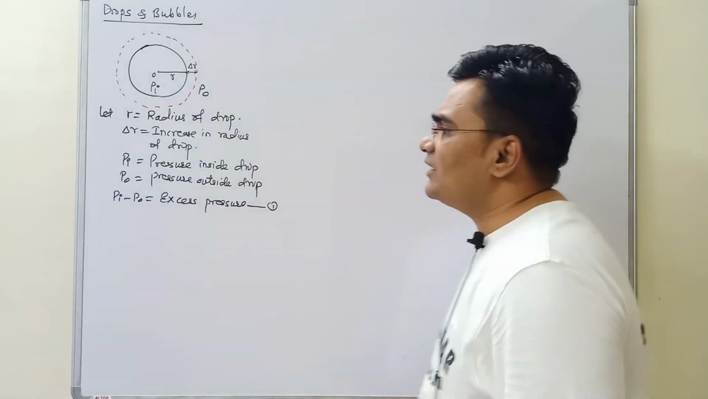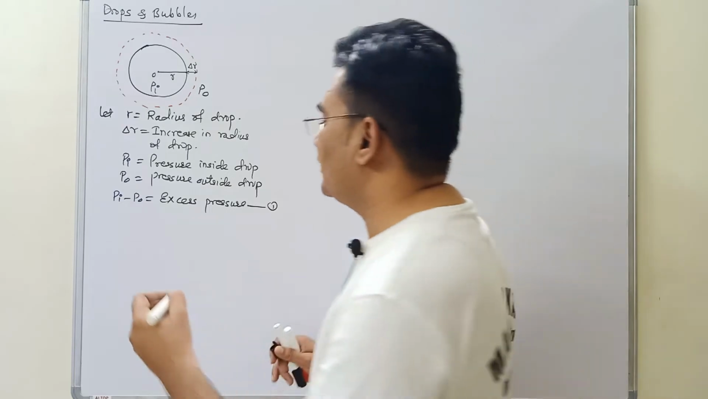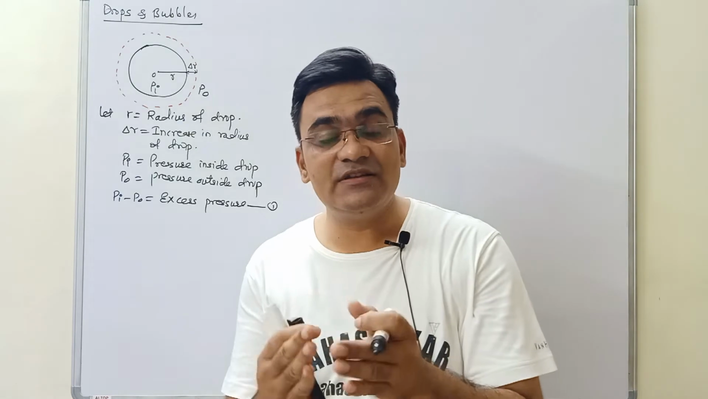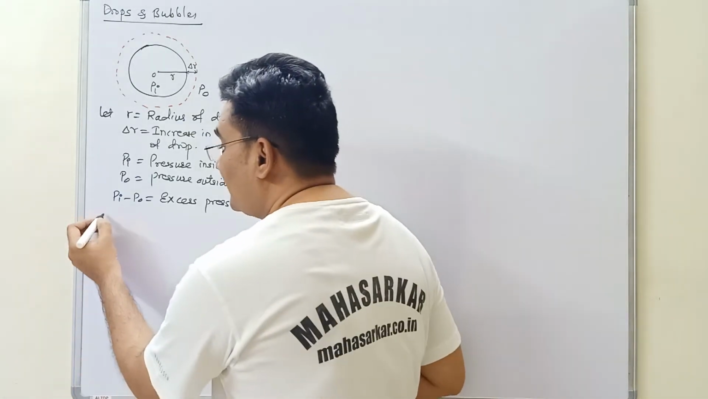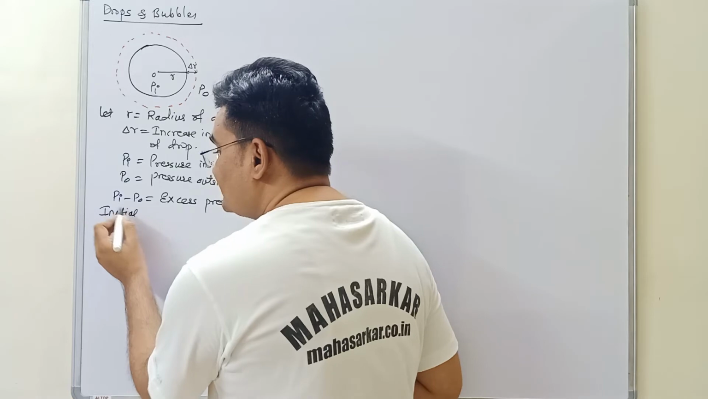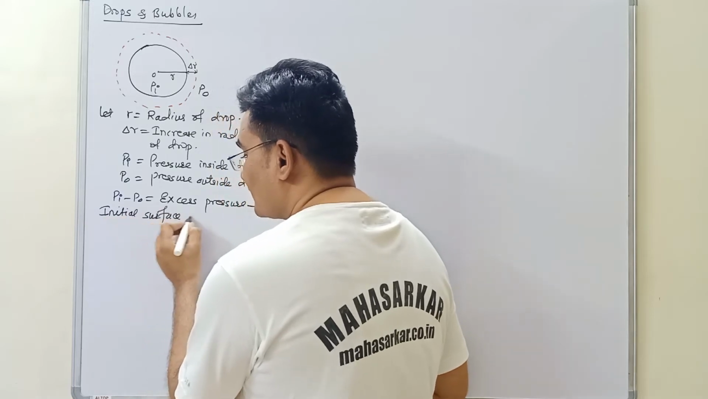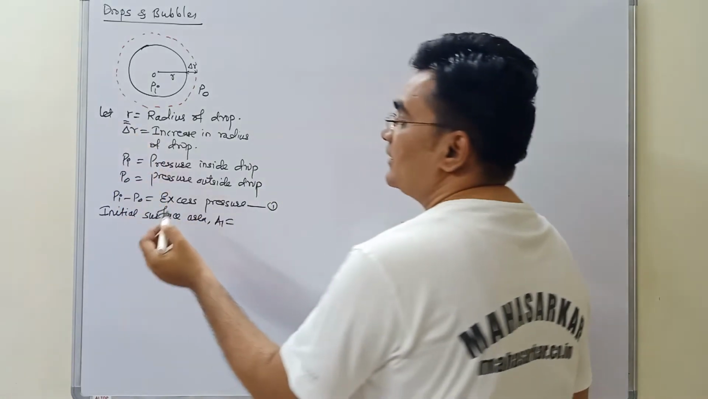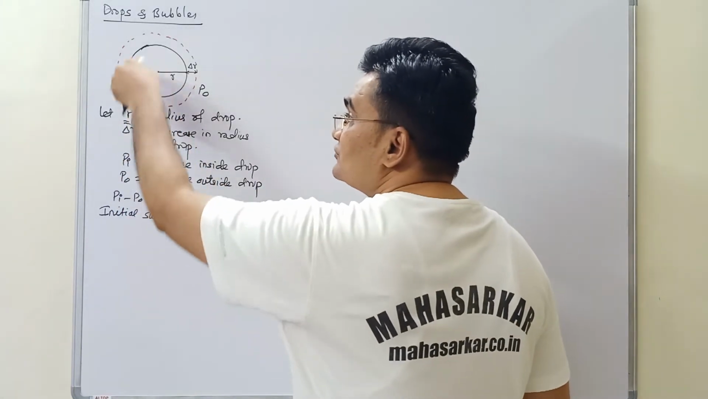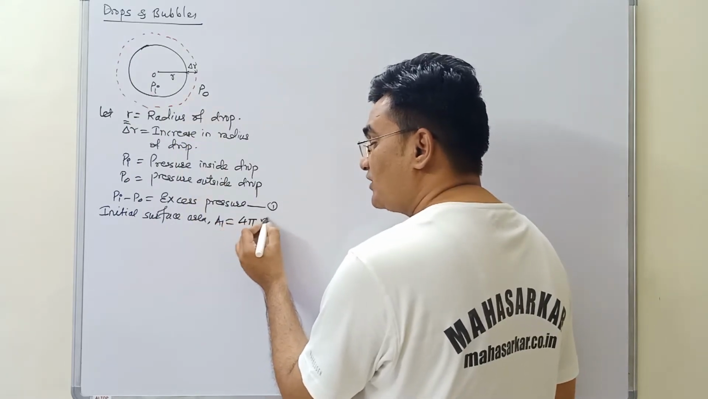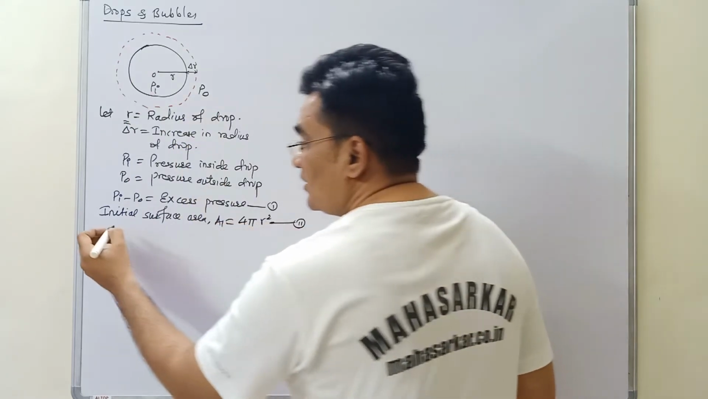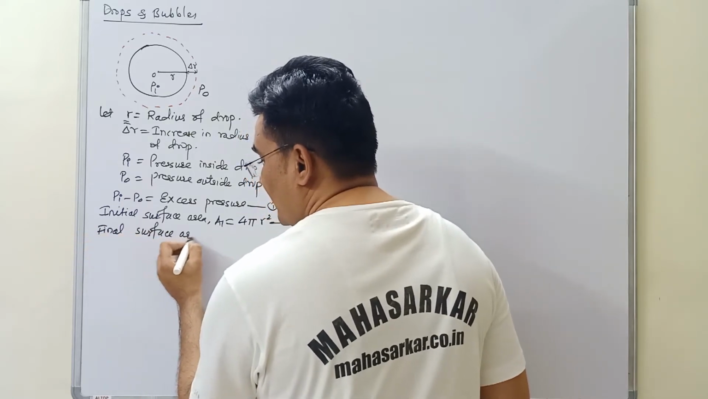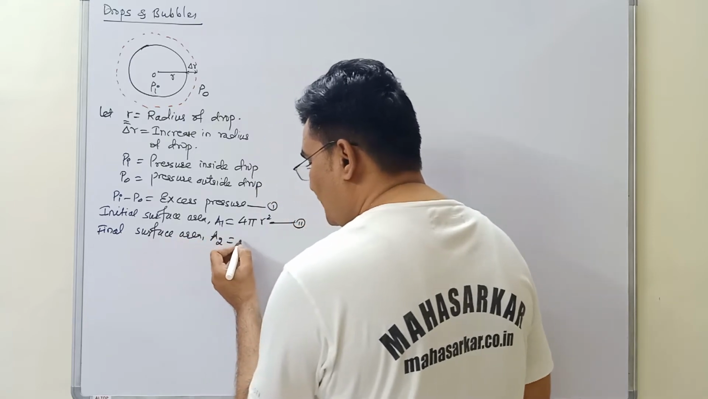Now a few things that we are going to write here, that we already know. We have the formula for work done in terms of surface energy and increase in the surface area. So I will write a few things first. So the initial surface area A1, before increasing the radius, where the radius is R. So a spherical drop has surface area how much? 4 pi r square. Final surface area will be A2 equal to 4 pi.